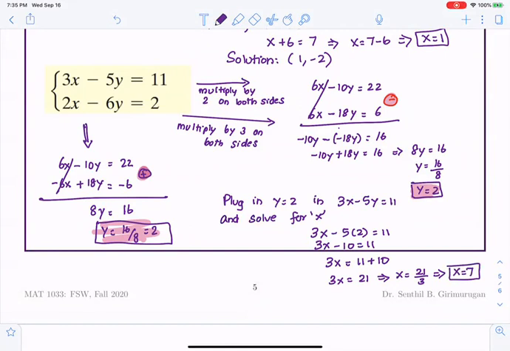So the solution here is 7, 2. And if you took those two values, that ordered pair, and plugged it in both equations, both of them will be satisfied.